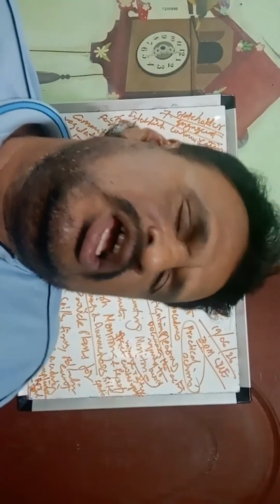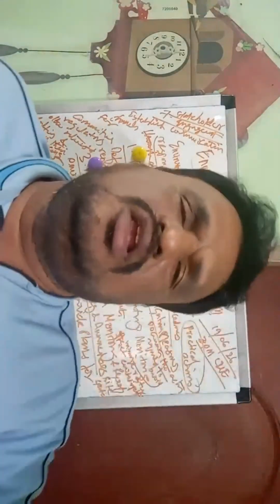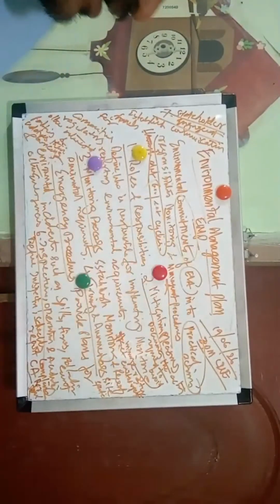For the practical actions, you have to allocate the resources. You have to allocate the responsible persons. You have to do the monitoring. You have to regularly maintain legal compliances, environmental legal compliances. You have to make a plan for all of these. This plan needs to be available throughout the project cycle. Throughout the project cycle, you have to follow this environmental management plan.